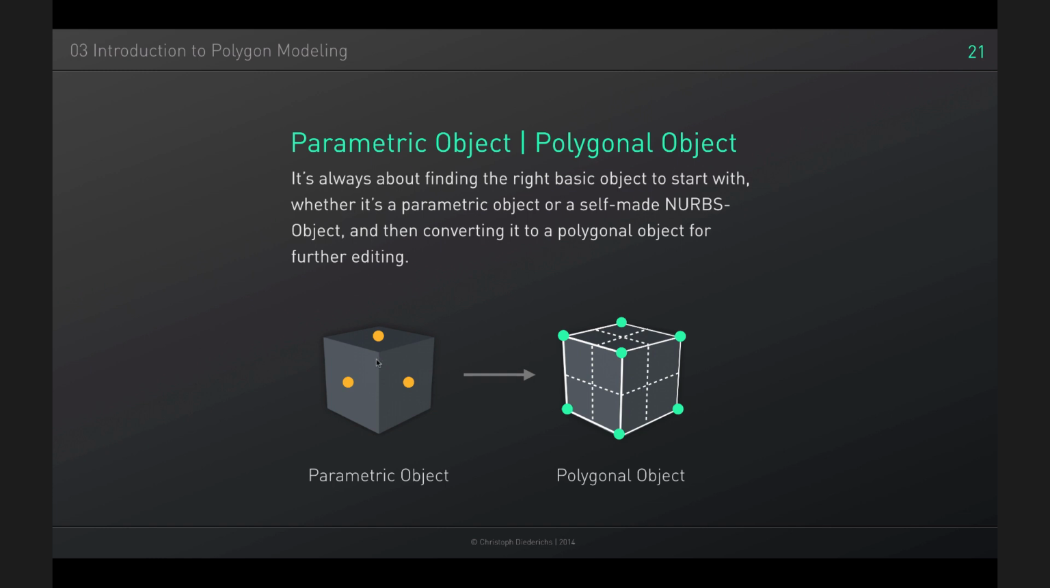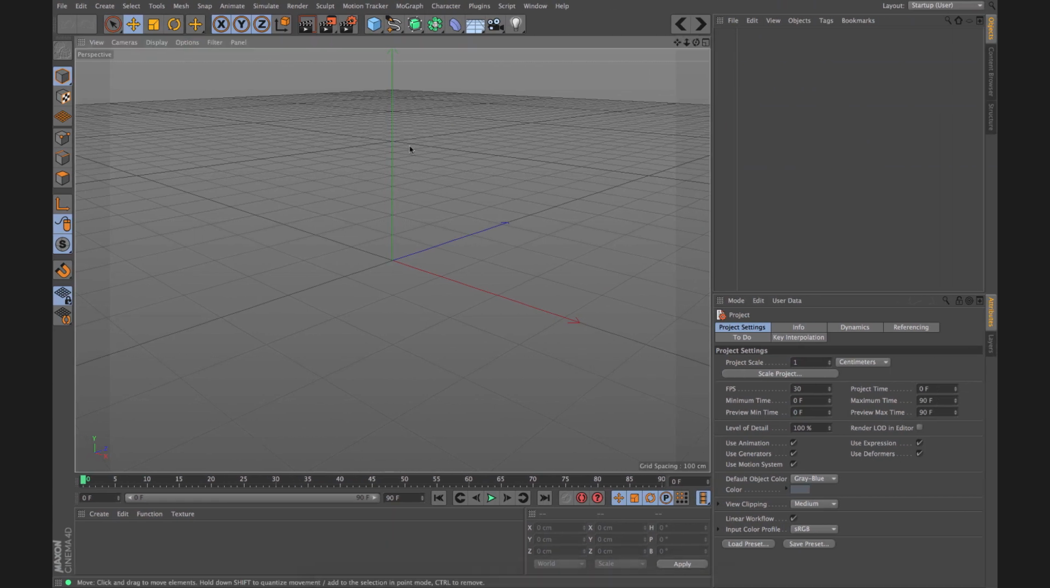We have to make it editable first, and I think this is one of the major things to understand, that we have two different states of objects. We have an initial state, for example the parametric object, and when we make it editable it's actually a polygon object. And let me illustrate that for you for a second.